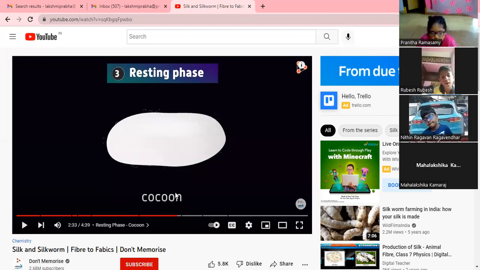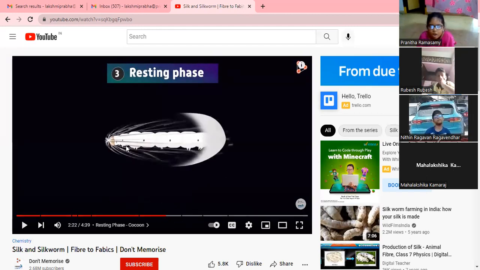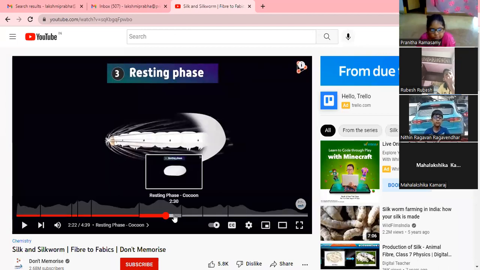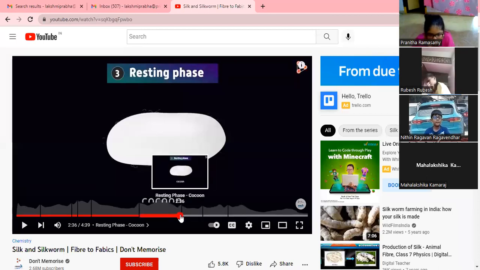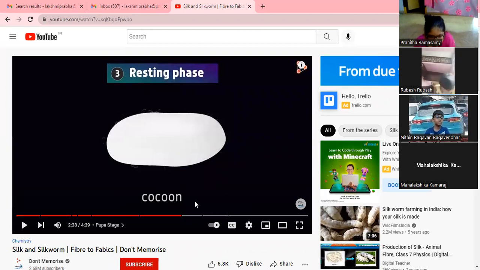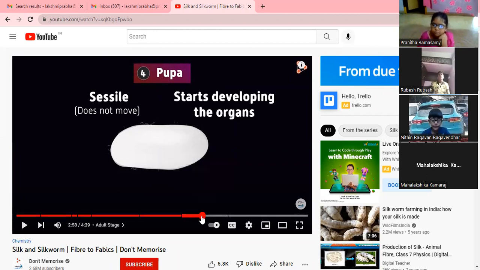So this stage is a resting phase. What happens? A thread-like structure appears, and after a few days it is going to cover the whole body. When it covers the whole body, that stage we call the cocoon stage. With this total coverage in the cocoon, that stage we call pupa. It is called pupa. In this pupa stage, they don't move.